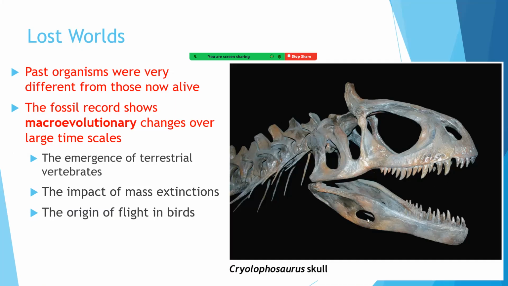And over to the right here is an example of a dinosaur that was extincted in one of the most important and well studied extinction events, which is the KT extinction. And then we'll talk about the origin of flight in birds. And it is the case that we know from the fossil record that past organisms are sometimes very different from those that are alive now. But we also see that some are very similar. So we'll talk about this.